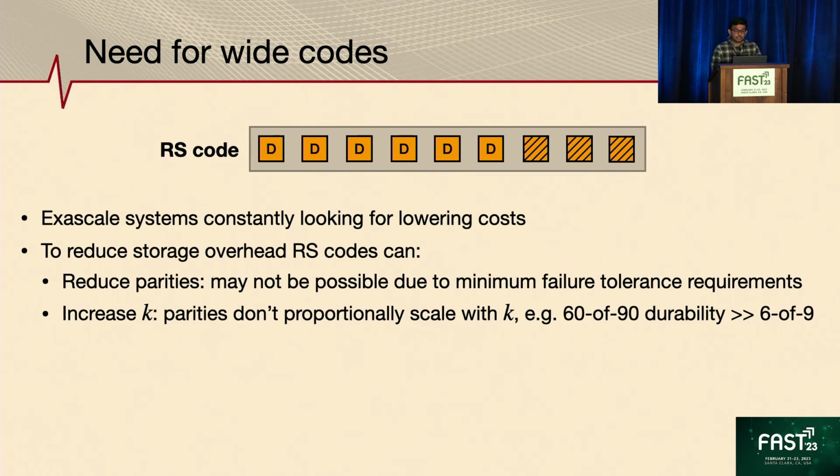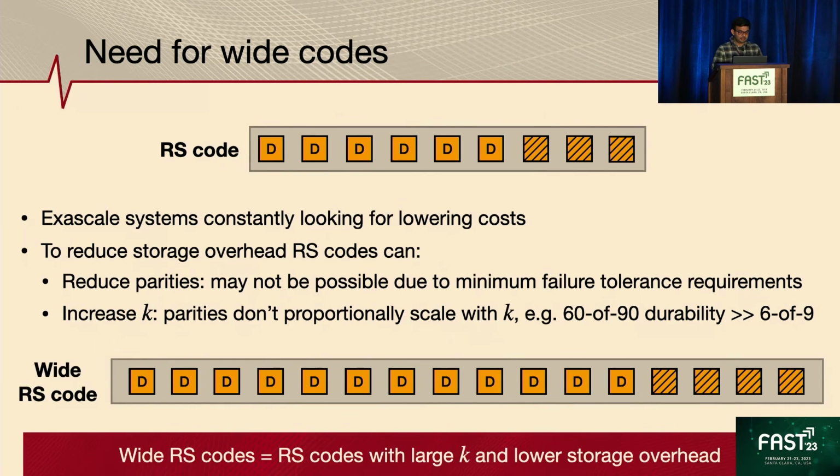The other option is to increase K, that is, increase the number of data chunks compared to the parity chunks. Note that the data chunks and parity chunks don't scale proportionally. What I mean by that is that a 60 of 90 erasure coded stripe will have a durability that is much, much higher compared to a 6 of 9 stripe, even though the overhead is exactly the same. So wide RS codes, or wide codes, are codes in which you have a larger K, more data chunks, and a lower storage overhead.